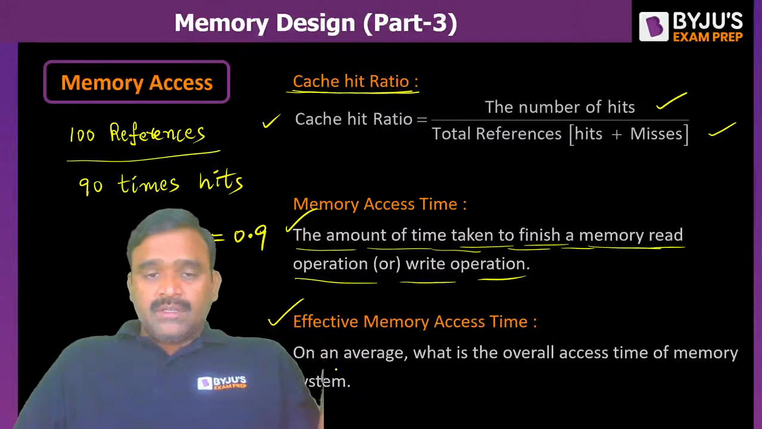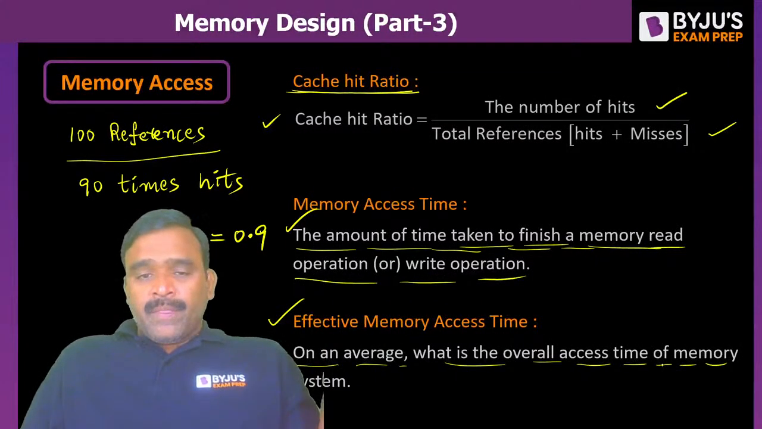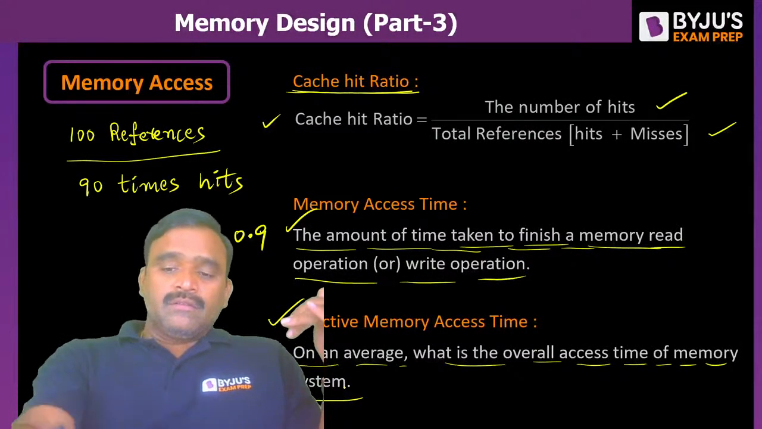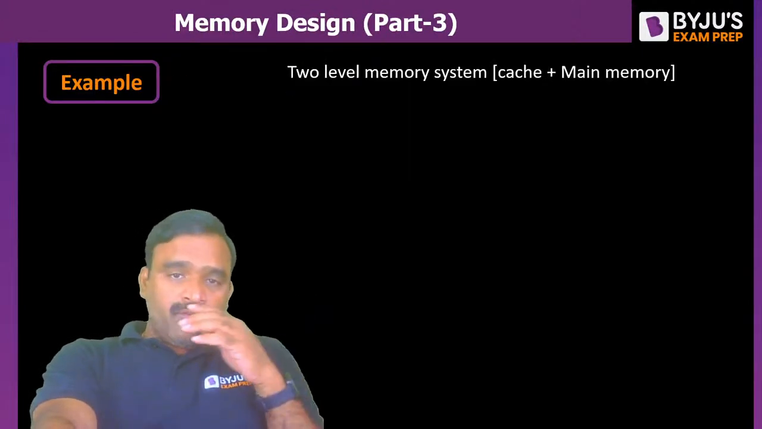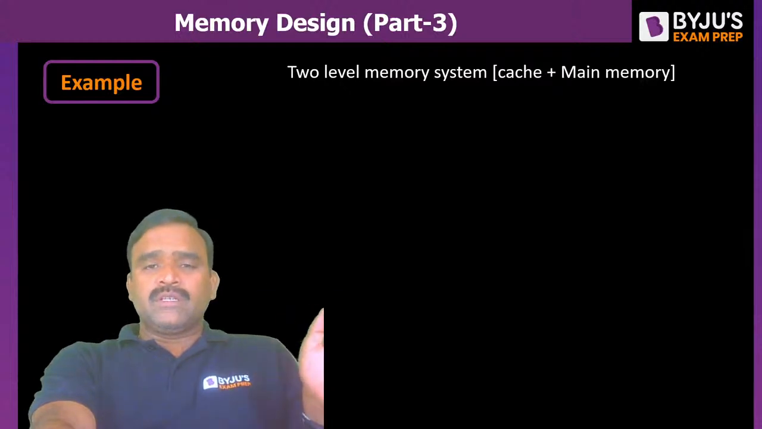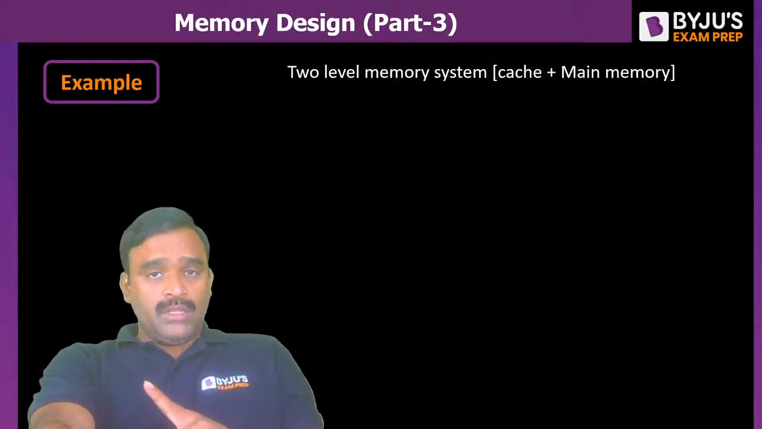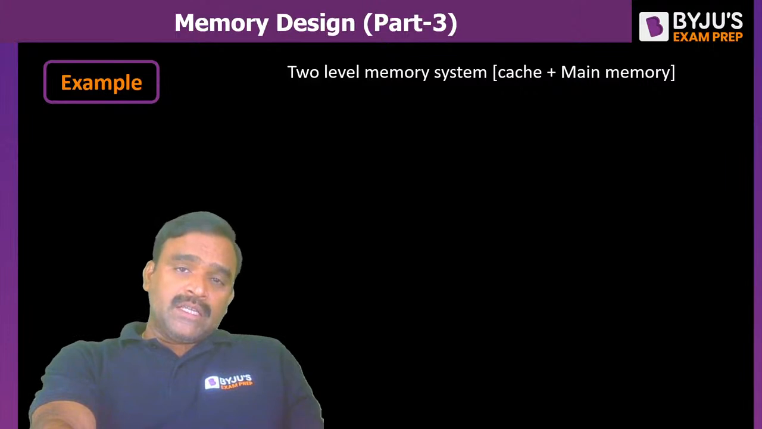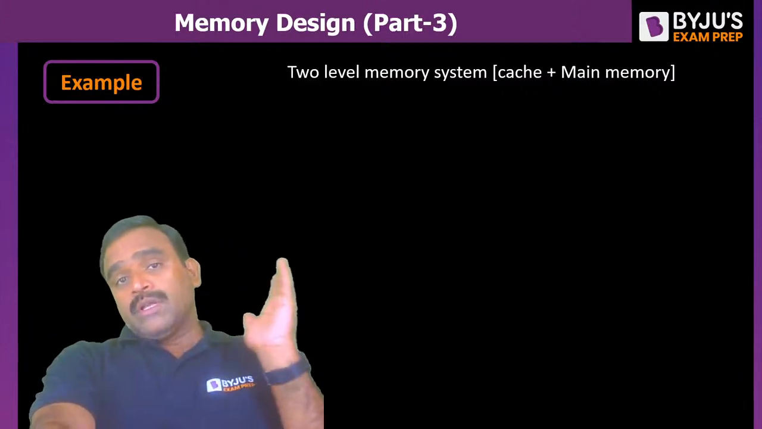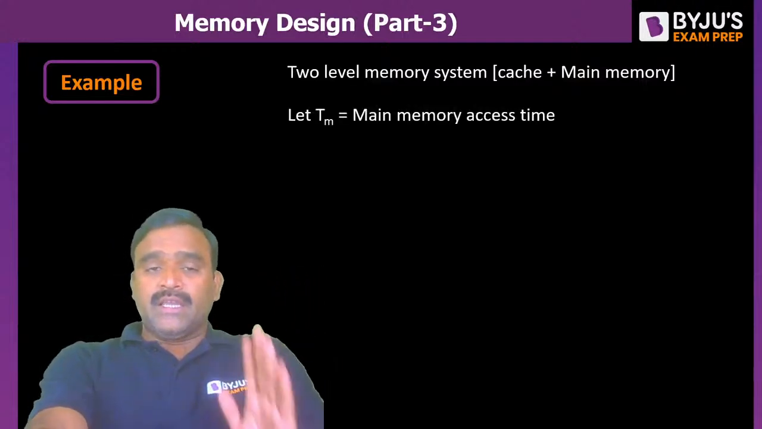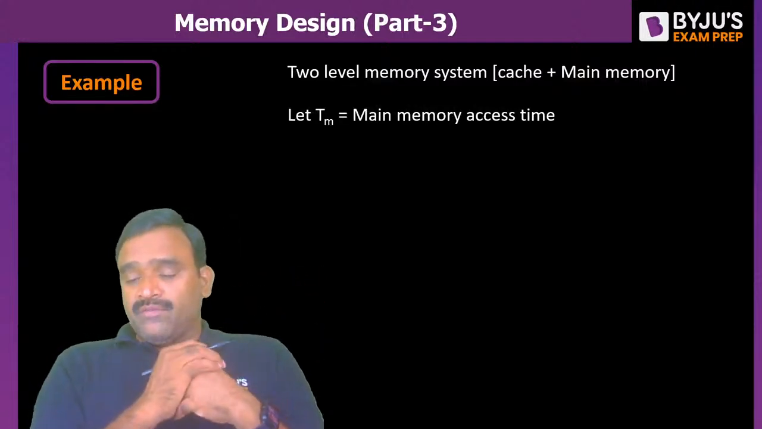That is what effective memory access time, or average memory access time, is. It makes no difference. On average, what is the overall access time of the memory system for getting a word from memory or for writing a word into memory? For example, suppose a two-level memory system, cache and main memory only. That means if there is a miss in the cache, 100% you will find the data in main memory. There is no need of going to disk. If that is the case, what is the effective memory access time formula?